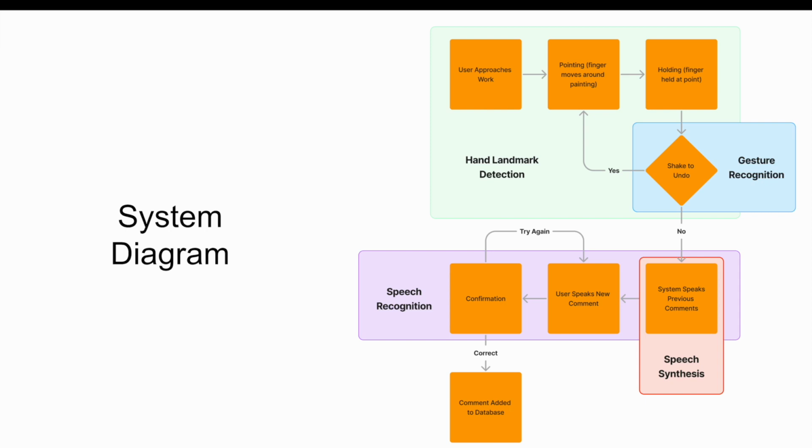When a location is locked in, ArtTalk initiates 3 processes: gesture recognition, comment retrieval, and speech recognition. The system tracks the finger movement over the last 30 frames, and if a shake to undo gesture is identified, the system promptly resets. Simultaneously, comments around the locked-in location are also retrieved from our Prisma database and spoken out loud. Finally, WebKit speech recognition is activated to transcribe the user's comments.